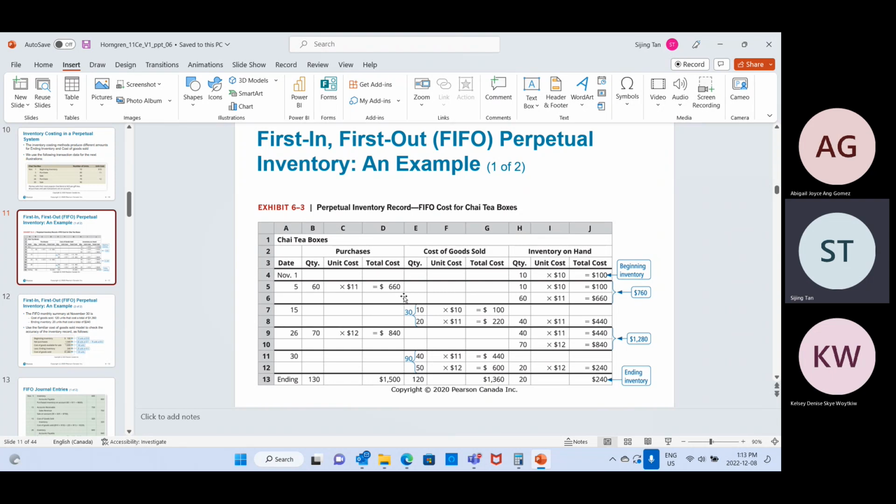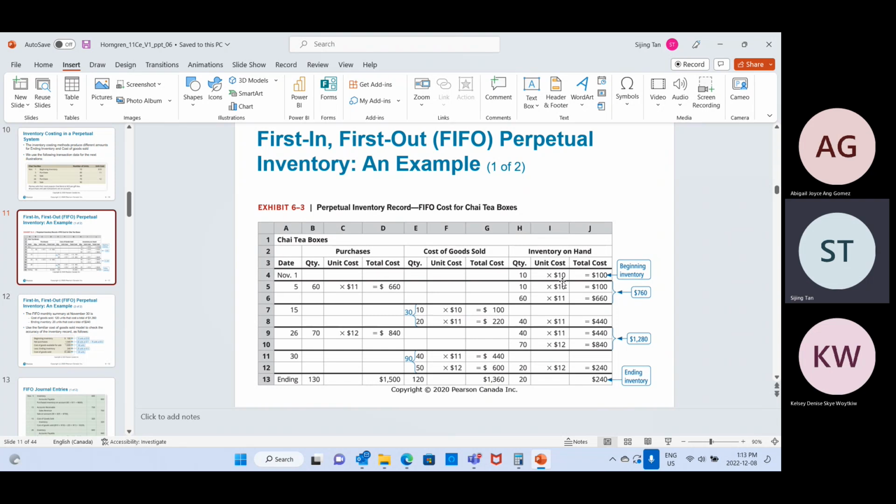Then our total purchase will be 660. Okay, so when we add $100 plus the 660, this is $760 after the first purchase. Now we're going to sell 30 boxes. Because the first in, first out method is used, we have to sell the first 10 boxes, because it's the oldest coming, right? It's the oldest. It's already in our storage.